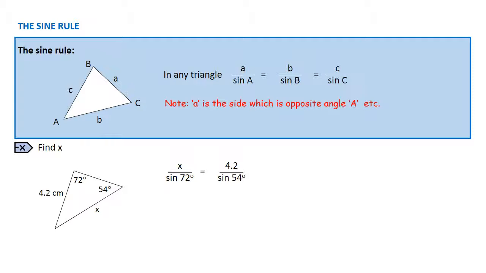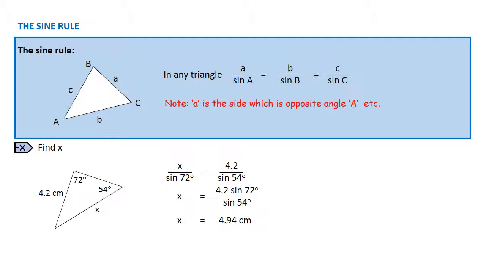In this case, we've got x divided by the sine of 72. And we want to get rid of that sine 72 on the bottom. So we're going to do the opposite of dividing by the sine of 72, which is multiplying both sides by the sine of 72. We'll get an expression for x, which we can evaluate on our calculator to find the answer. A couple of other points.